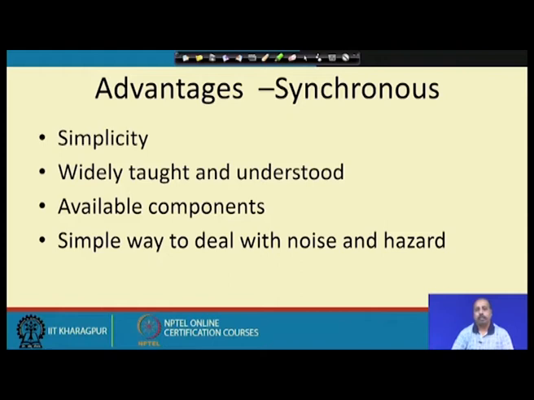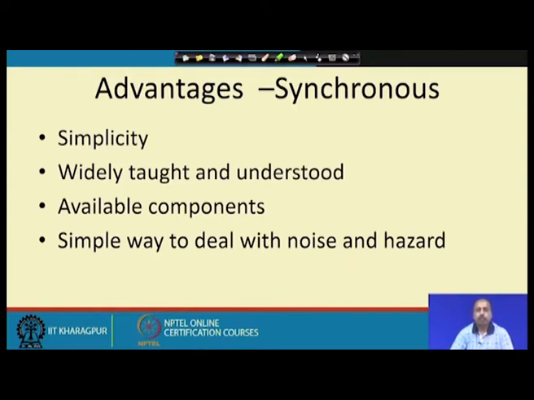So, the time becomes a continuous value there, and then this previous time definition becomes difficult. Synchronous circuits are generally much simpler to design and they are widely taught and understood. For the digital circuits classes, we normally go to synchronous design only, because that is much more easily understood and can be easily taught. And in our course also, for most of the designs we will be going to synchronous designs.